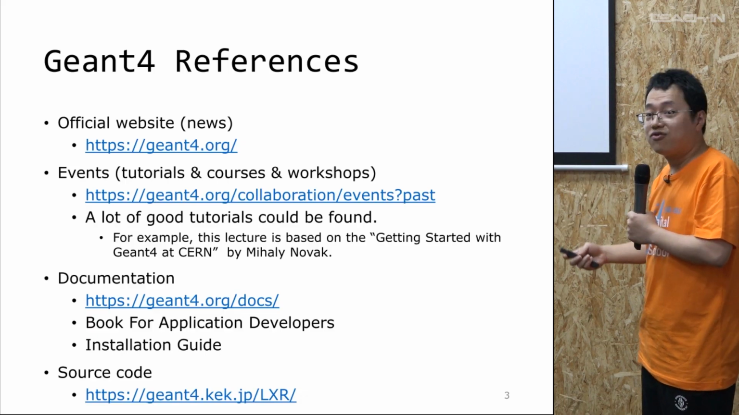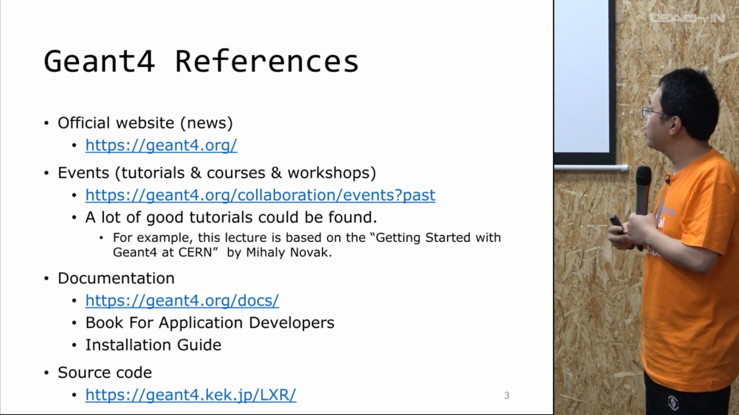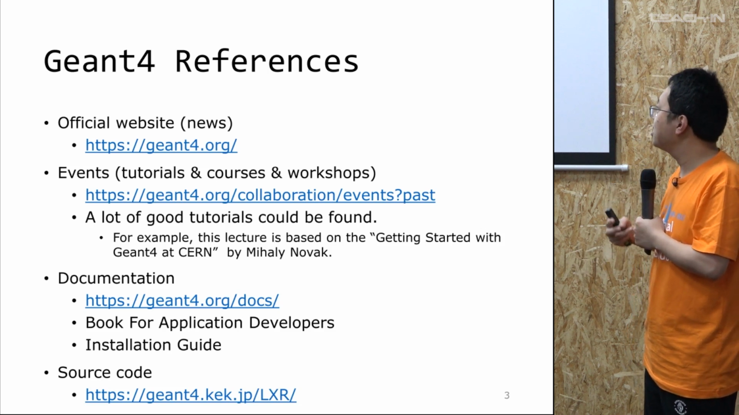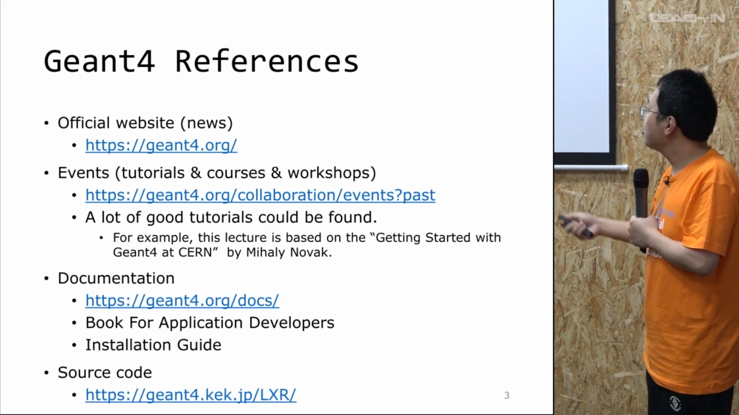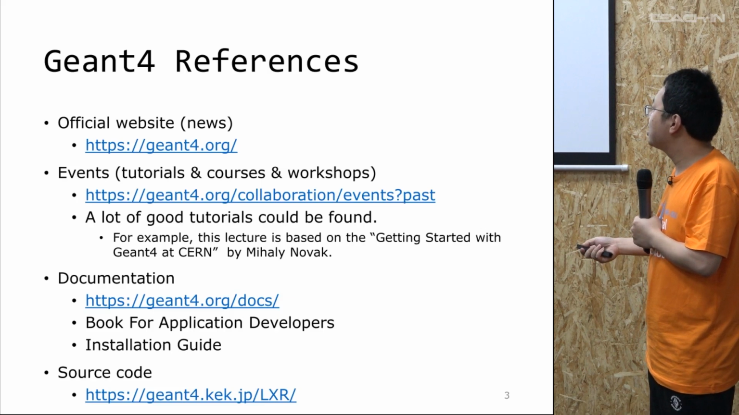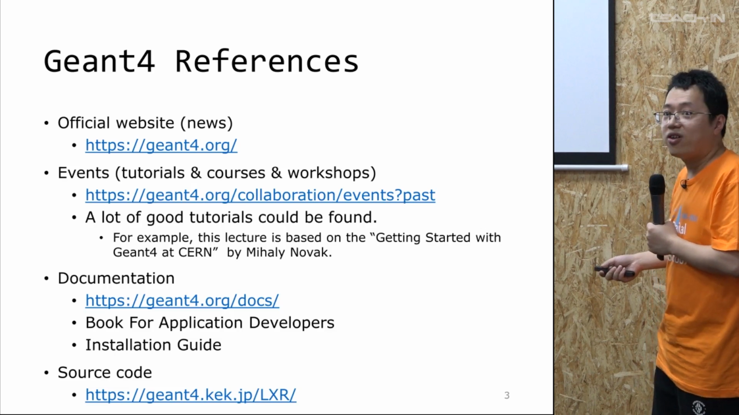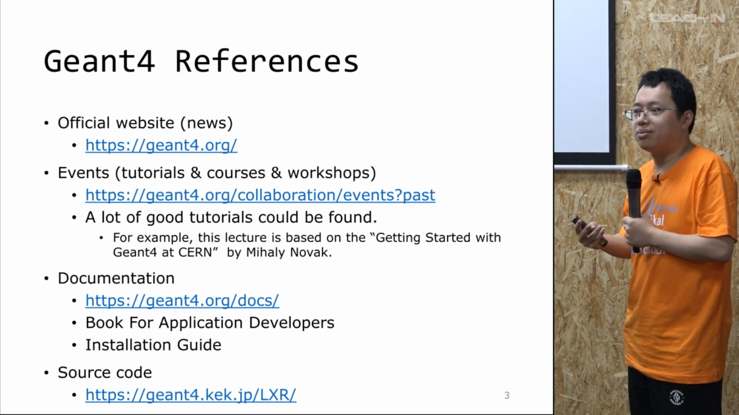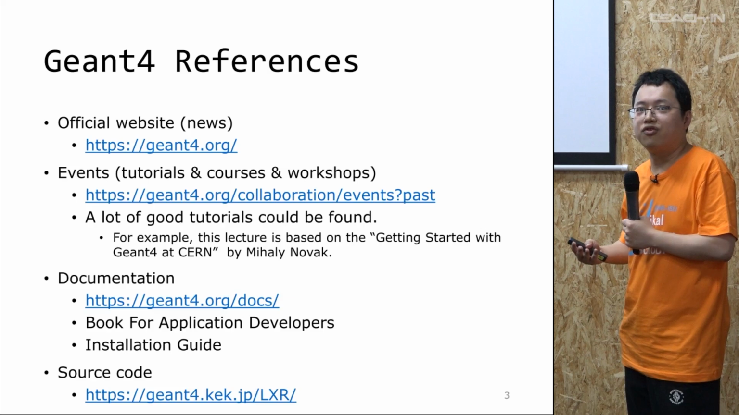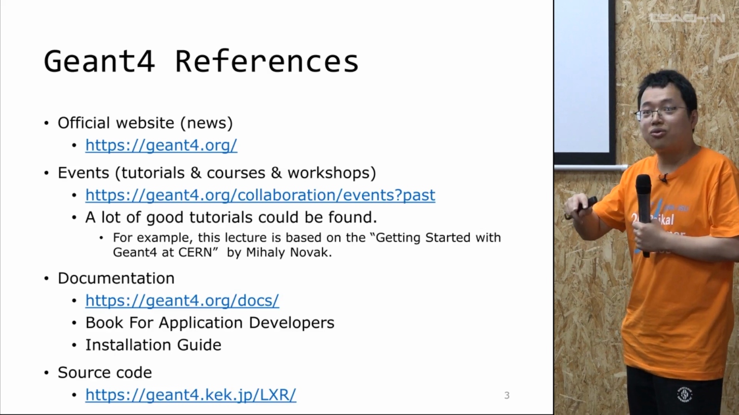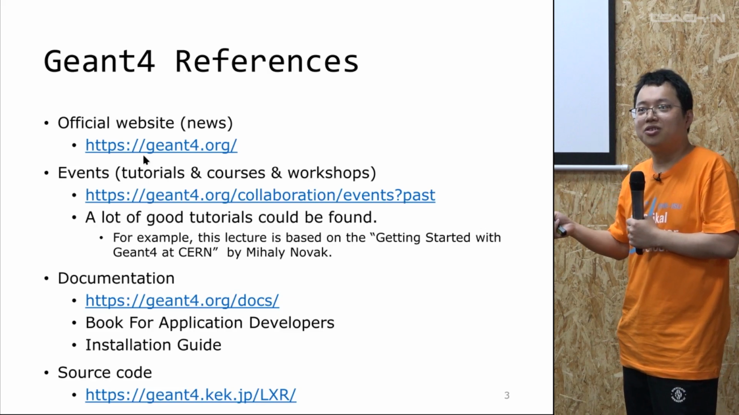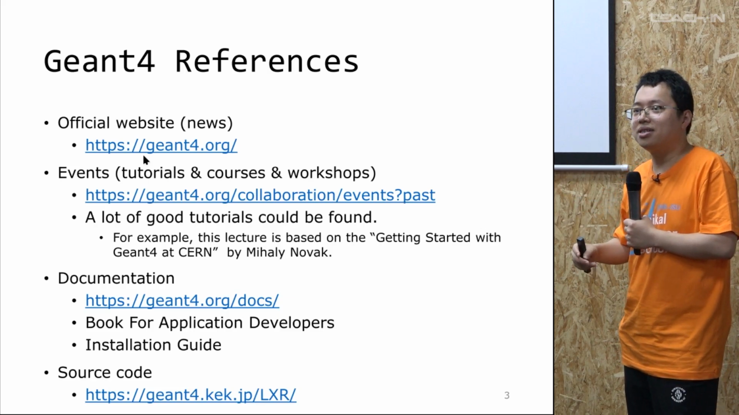Also, Geant4 provides complete documentation, so you can find all this information here. And you can find the source code at this URL. It provides all the previous versions of Geant4. This is very useful if you need to, for example, upgrade your Geant4 version to a new version. Then you can do the comparison.